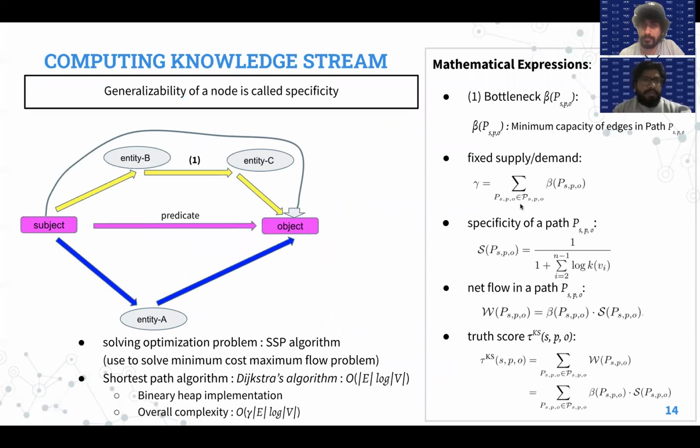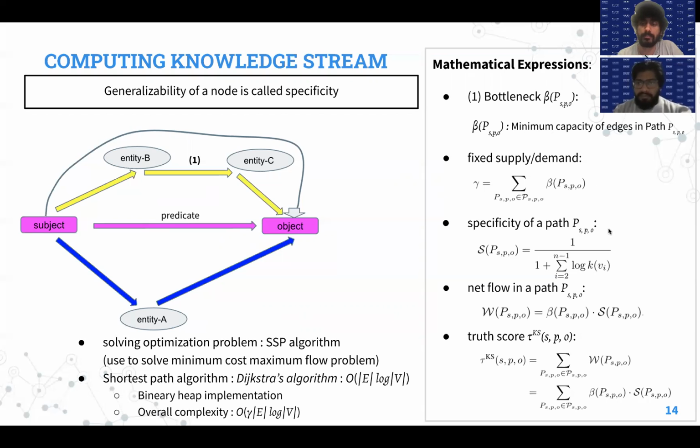And now we are moving to how to compute the knowledge stream. So we define the term specificity as a node's generalizability. And on the right side we have the mathematical expression where we start from defining the bottleneck as the minimum capacity of an edge in a path, and then we go for the fixed supply derivation. That's basically we sum up all the bottlenecks in all the paths from subject to object.